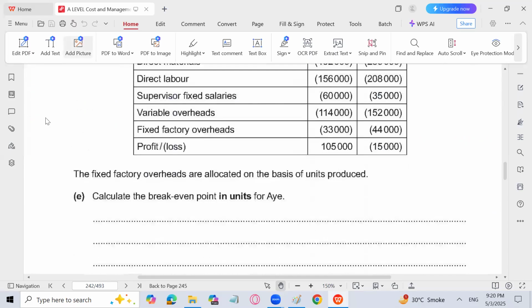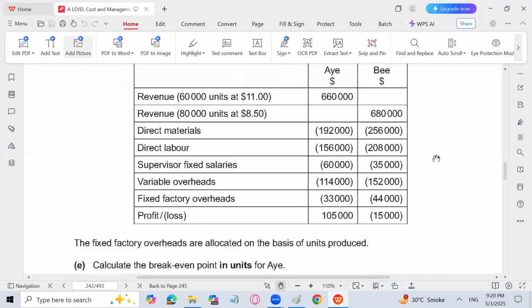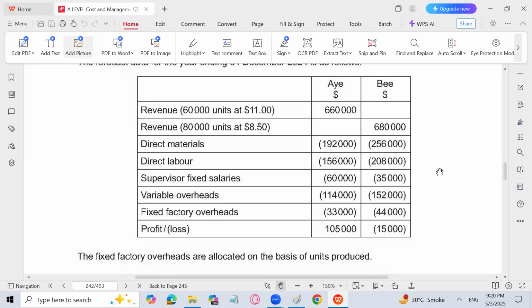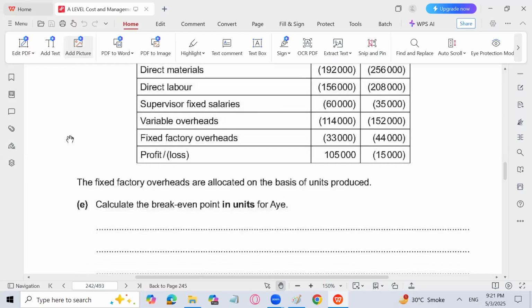The fixed factory overheads are allocated on the basis of units produced. There are two types of fixed overheads: supervisor fixed salaries, which is a fixed overhead, and fixed factory overhead is also given over here, 33 and 44. They are basically allocated according to the units, right? So it doesn't make any difference to the question.